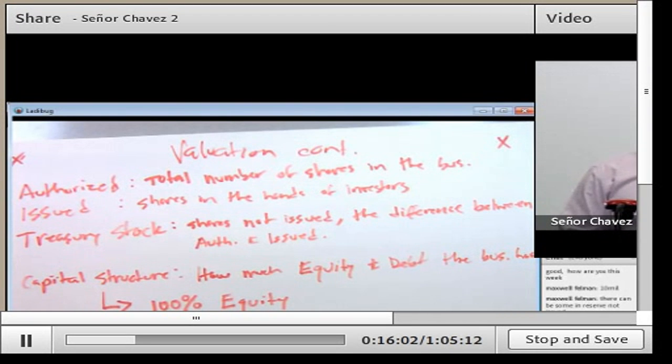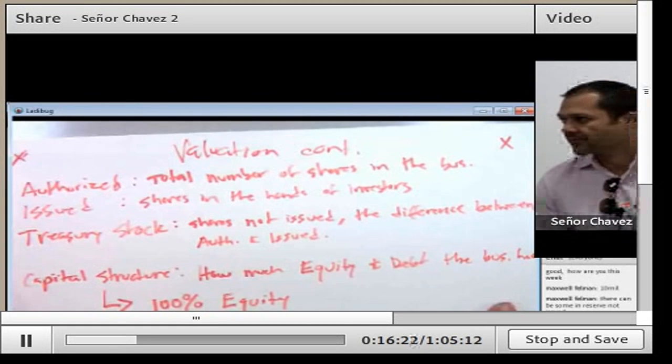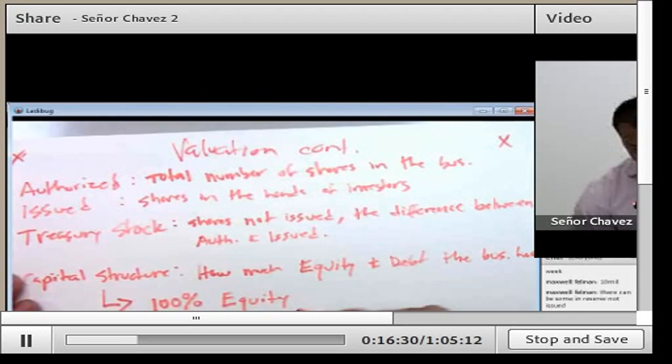Now, the treasury function. We've talked about the capital structure, and also the treasury function of the business. What is the treasury function of the business? What might that be? The treasury function of the business is really when and how much debt or equity you take on.